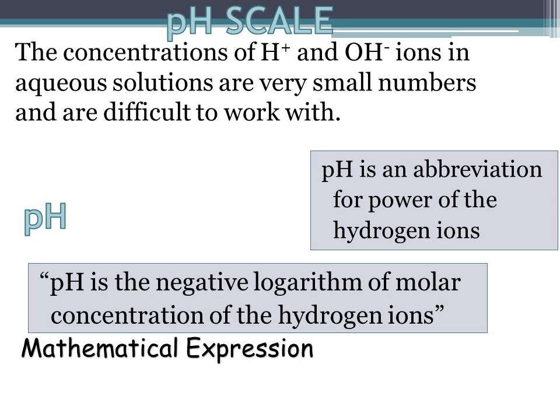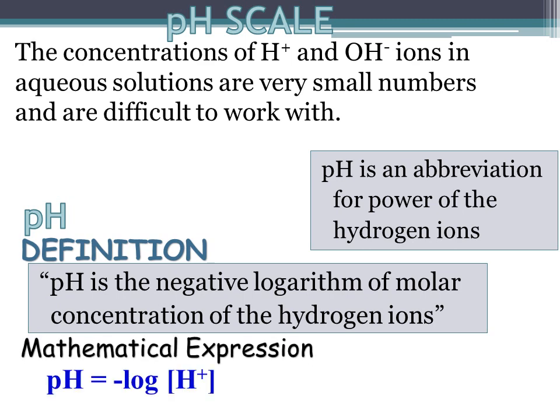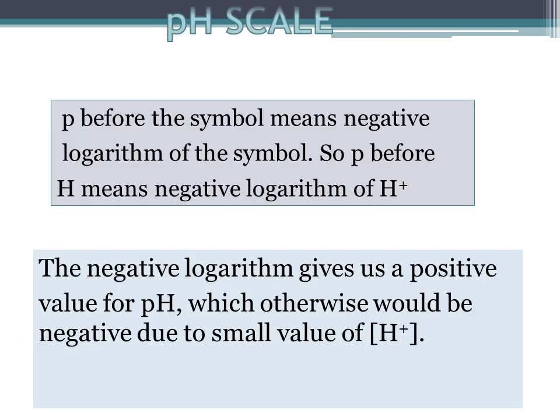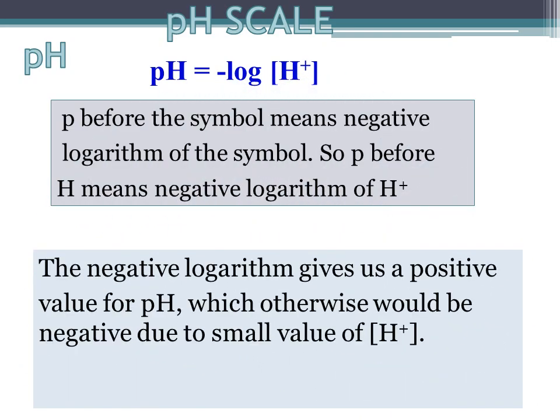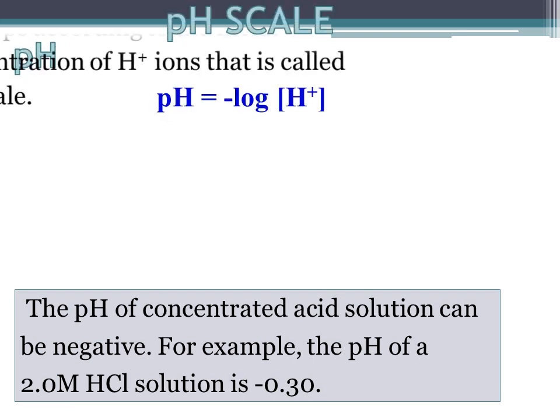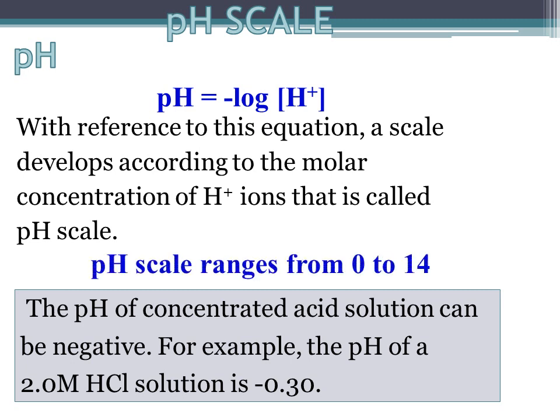If you're going for pH, it is minus log of hydrogen ion concentration, and the mathematical expression is given below. The basic concept is to convert the smaller value into a measurable value, or a measurable term. So here, with reference to this equation, a scale is developed according to the molar concentration of hydrogen ions, ranging from 0 to 14.